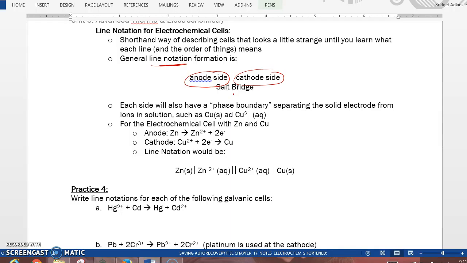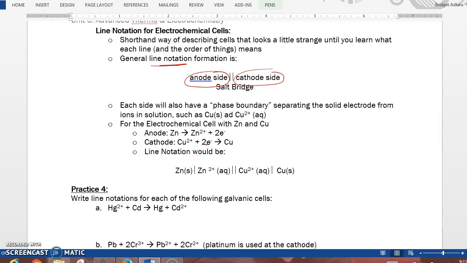So if you have a solid electrode, then you use the solid. If you use an inert electrode, I'll show you what you do for those. So for this one, the electrochemical cell with zinc and copper, they tell you what the anode is. It's zinc losing 2 electrons, so it's your oxidation. And your cathode is copper gaining 2 electrons. So it's your reduction reaction.